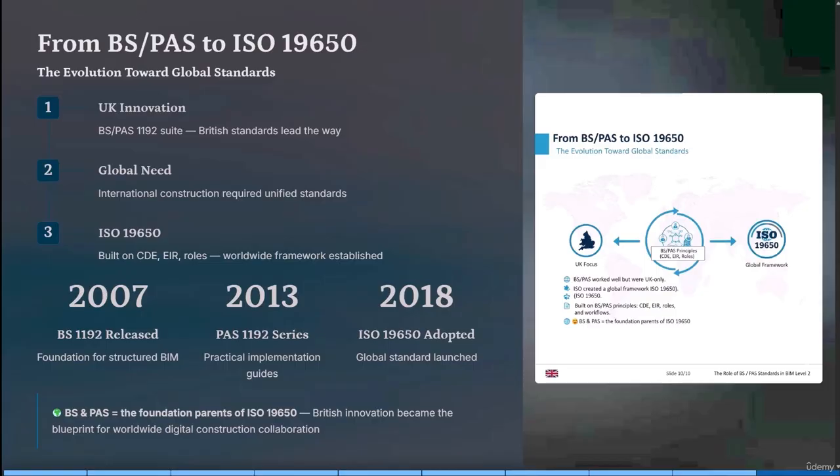While before BS and PAS, projects used to be done in information chaos, BS came to standardize the files, the folders of information and data with CDE. And finally, PAS covered the security of the information, and they both created the main framework for information management in the United Kingdom. And now they are accepted globally. And as a result, for managing information modeling professionally, we have to start from BS and PAS in order to go through BIM Level 2. And finally, ISO.